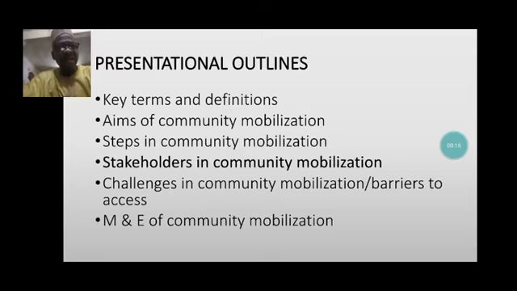Look at the key presentation outlines. The key terms are going to be identified and defined. We have to look at the aims of community mobilization. Why must we mobilize community? We look at steps involved in mobilizing community. We look at the stakeholders in community mobilization. And at the same time, we look at the challenges involved in community mobilization. Lastly, we look at monitoring and evaluation of community mobilization.